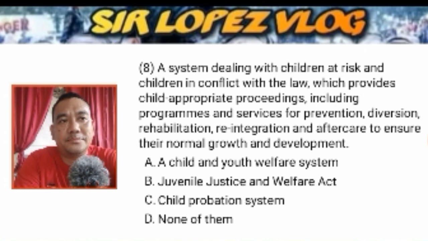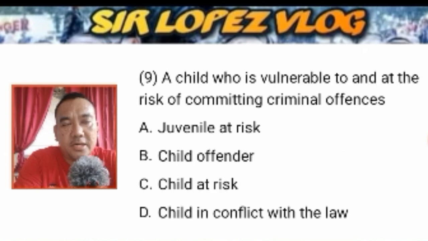Number 9. A child who is vulnerable to and at the risk of committing criminal offenses. A, juvenile at risk. B, child offender. Letter C, child at risk. Or letter D, children in conflict with the law.